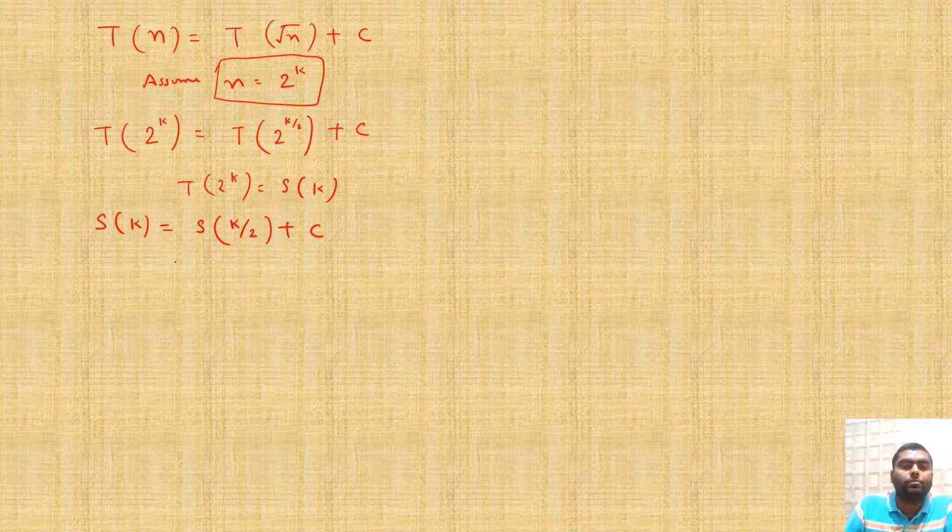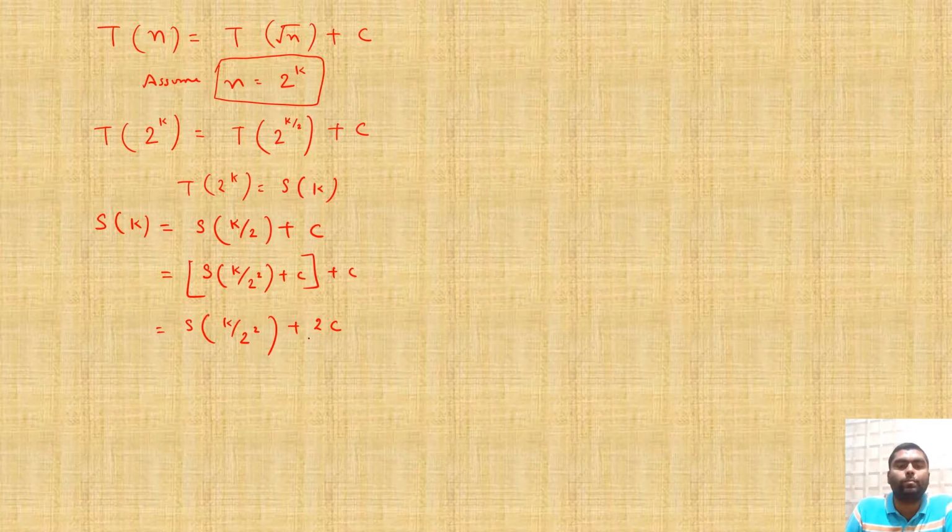Let us solve this by the recurrent substitution method. Putting S of k by 2, we get S of k by 2 square plus C, and plus C already, so it becomes S of k upon 2 square plus 2C. Similarly, putting k upon 2 cube gives 3C. In a similar fashion, if we repeat this process k times, what will be the solution?